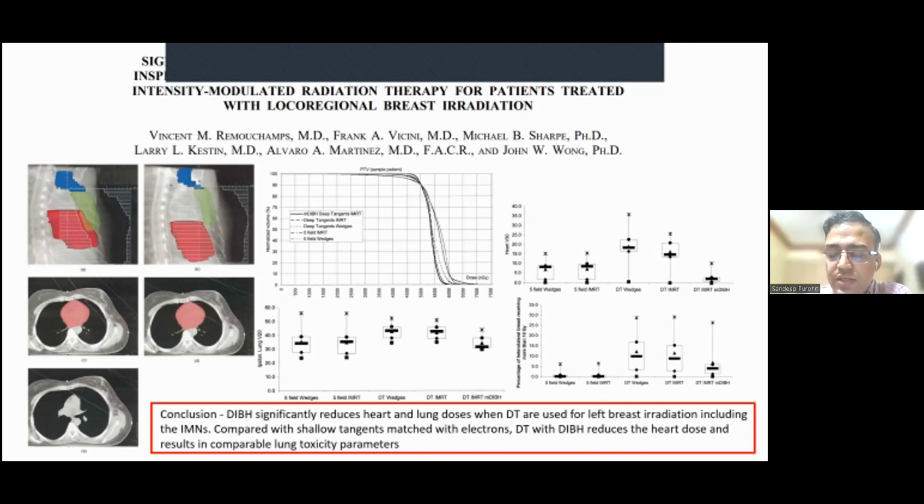So in this study, they compared DIBH, and one of the arms had shallow tangent with electrons also. And it showed that deep tangent with DIBH reduced the heart dose and had better lung toxicity parameters.